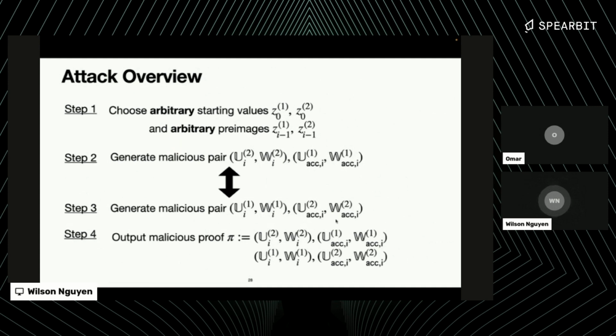And so to reiterate, what are we trying to prove? We're trying to generate a fake proof that we've applied I iterations of some pair of functions on these values here. And what's interesting is that we're actually able to have an influence on whatever the output claim is. And so we just choose any arbitrary single preimages of those functions. So the main crux is how do you actually generate these malicious pairs here?